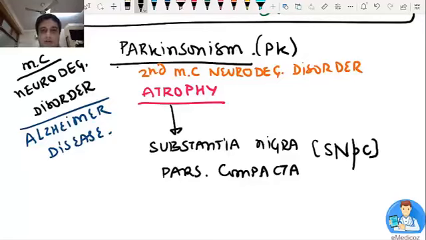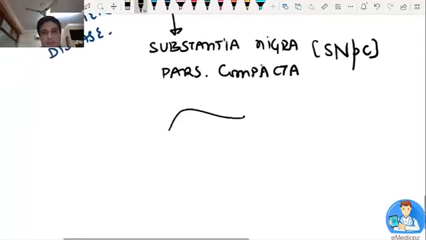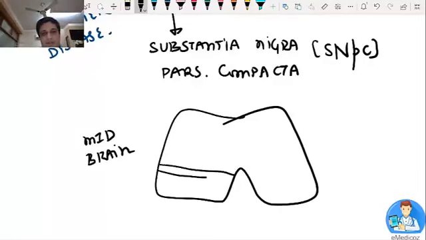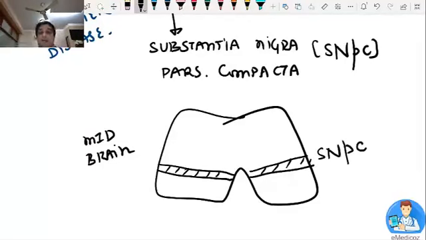But why does this all happen? Let me draw a transverse section of the midbrain again and try to show you. So this is your midbrain again. As I told you, the anterior part of the midbrain carries down the corticospinal tracts. And just behind that part, there is a deeply pigmented structure. That is the substantia nigra pars compacta.